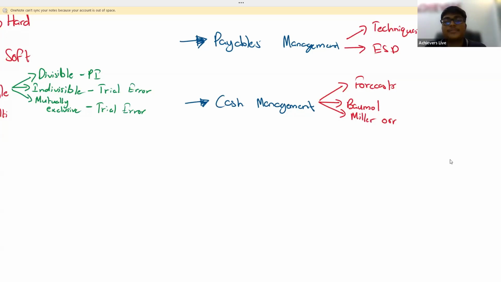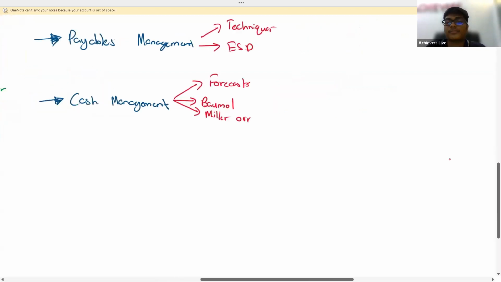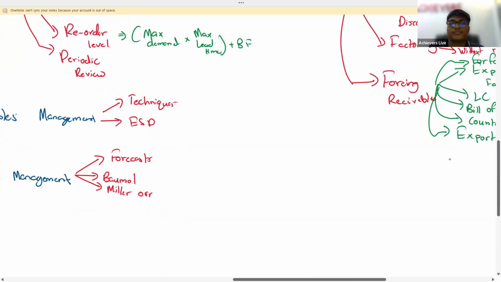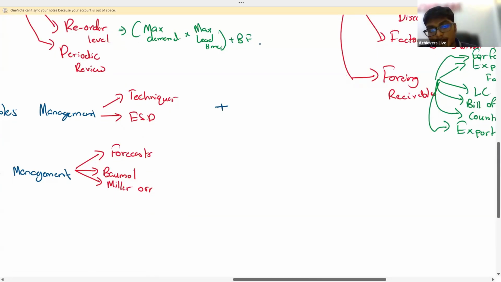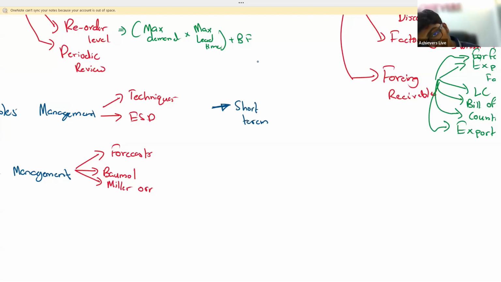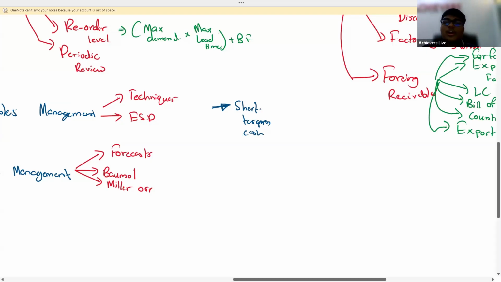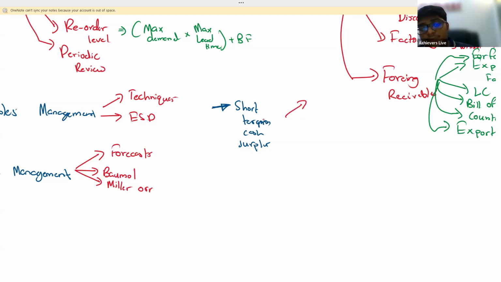Next, you have to remember short-term cash. When there is a short-term cash surplus, what are the factors to consider before investing? Three factors: liquidity, then risk, and profitability.